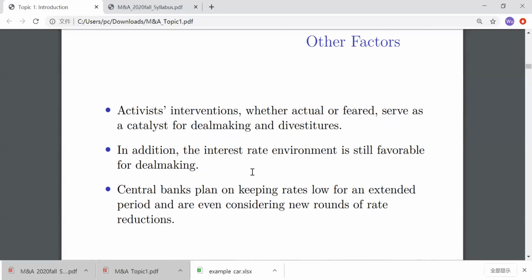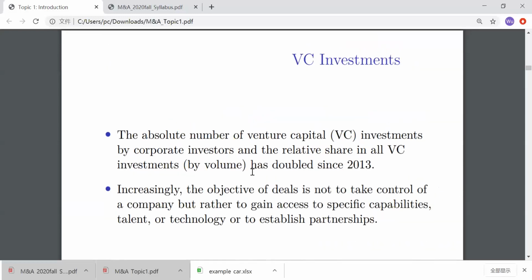And other factors also play a role in the merger and acquisition activity in 2019, for example, hedge fund activist intervention. We will talk about these later and how hedge fund activists affect our deal. Also, the interest rate environment is favorable for deal making. Why? Because now we are in a low interest environment, and the real interest rate is almost negative now. That's favorable for deal making, because in most cases, when a company wants to buy another company, they borrow money from the bank in order to finance the deal. So the low interest rate is good for their borrowing. That's the favorable macro environment.